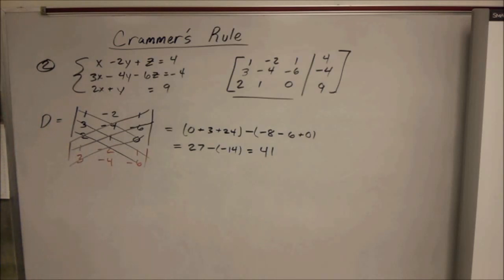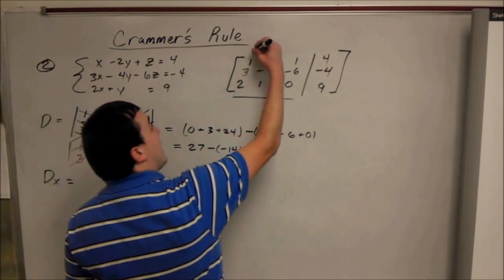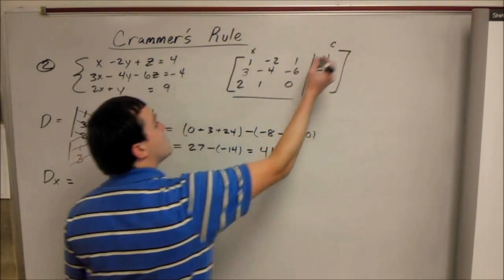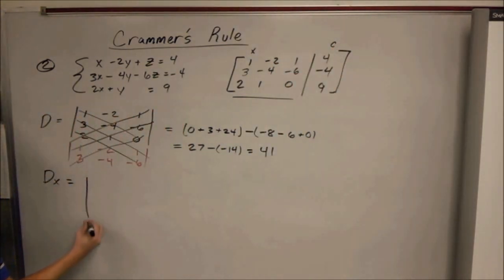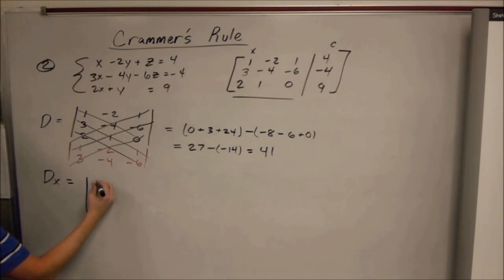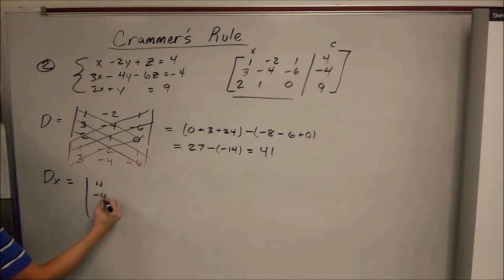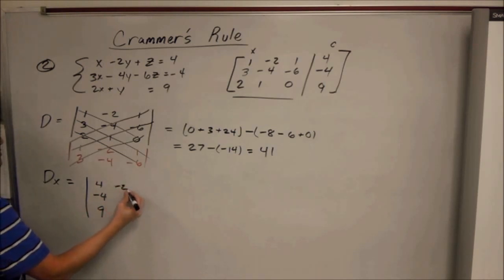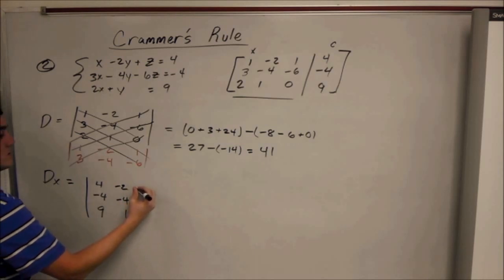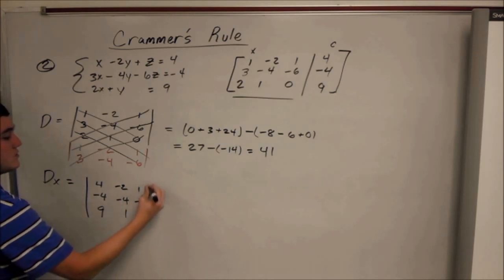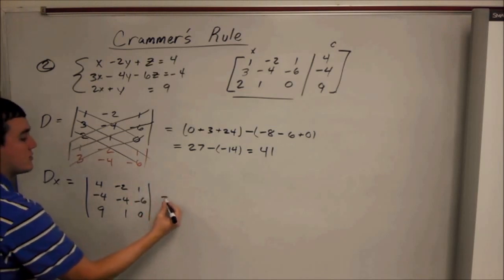Alright, now we have to find dx. Then we have to find dy and dz as well. Dx is going to be this same matrix, except we're replacing our x column with our constant column. So we have 4, negative 4, 9, which was our constant column. We're just replacing the x. Negative 2, negative 4, 1, 1, negative 6, 0, and we're finding the determinant of that.